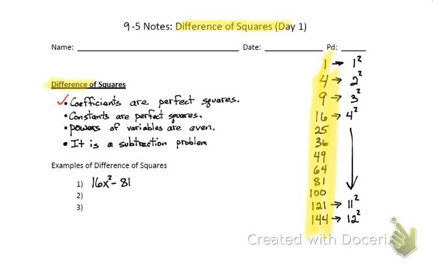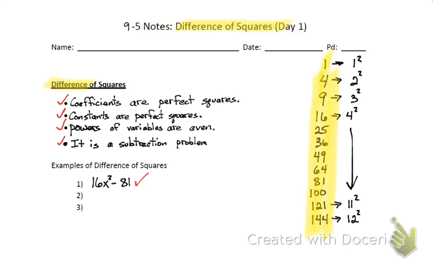The second one is the constant, or are the constants perfect squares? Constants are the numbers with no variables, so is 81 a perfect square? Yes it is, so it checks out. Next rule is are the powers of the variables even? Well, the power of our only variable here is a 2, so yep, powers of the variables are even. And then the last part is is it a subtraction problem? Right there you have subtraction, meaning difference. So yep, that checks out. So this here is an example of a difference of squares.